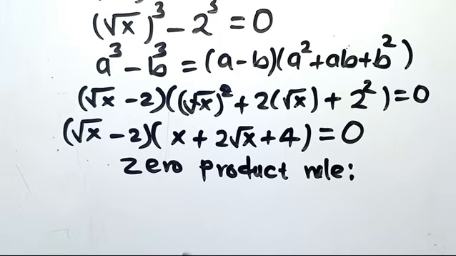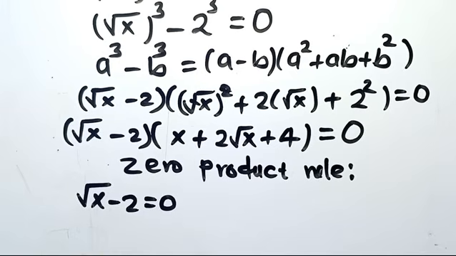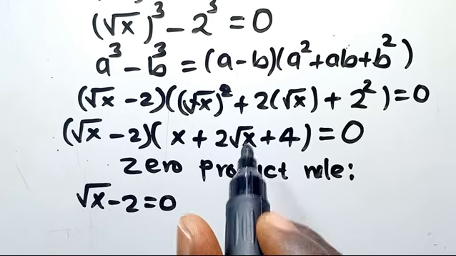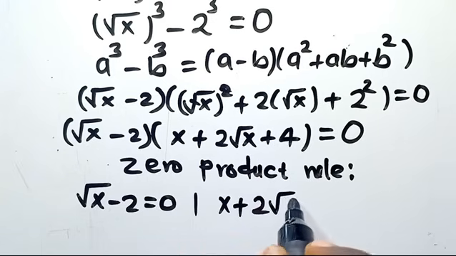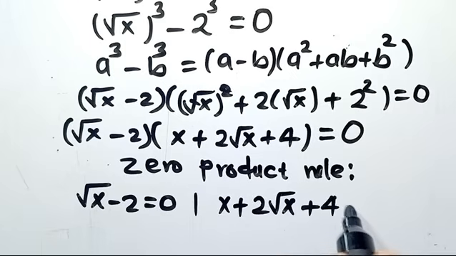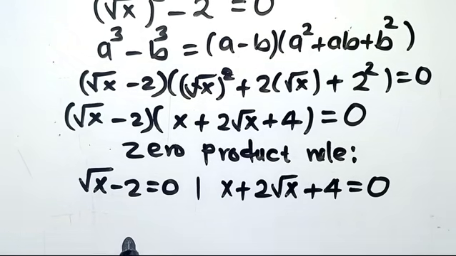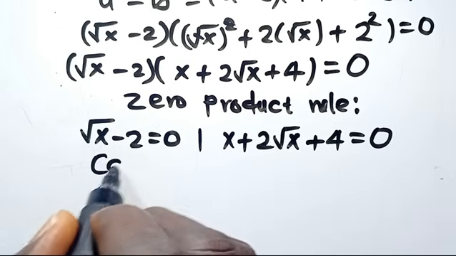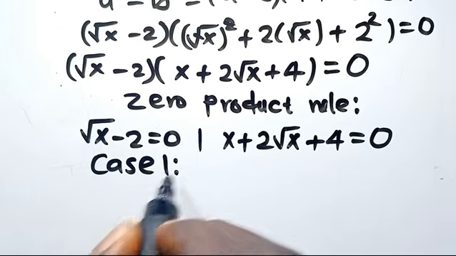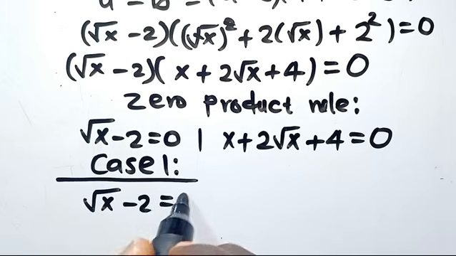So we are going to have √x − 2 = 0. If this equals 0, this side will be 0. Or we have x + 2√x + 4 = 0. Now, from here, let's consider this as case 1. Then our √x − 2 equals 0.